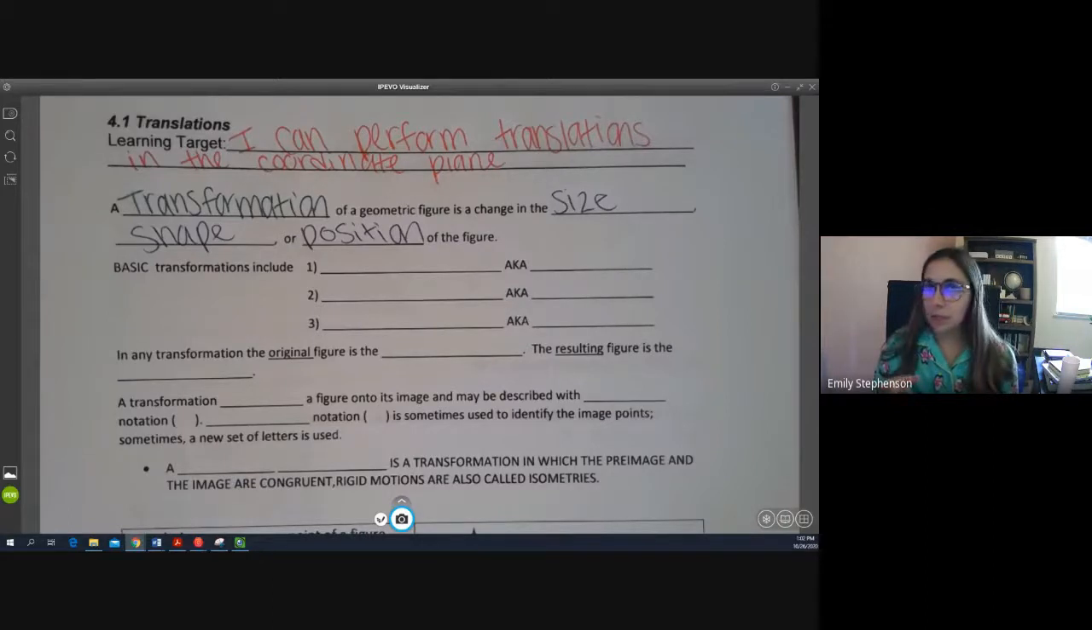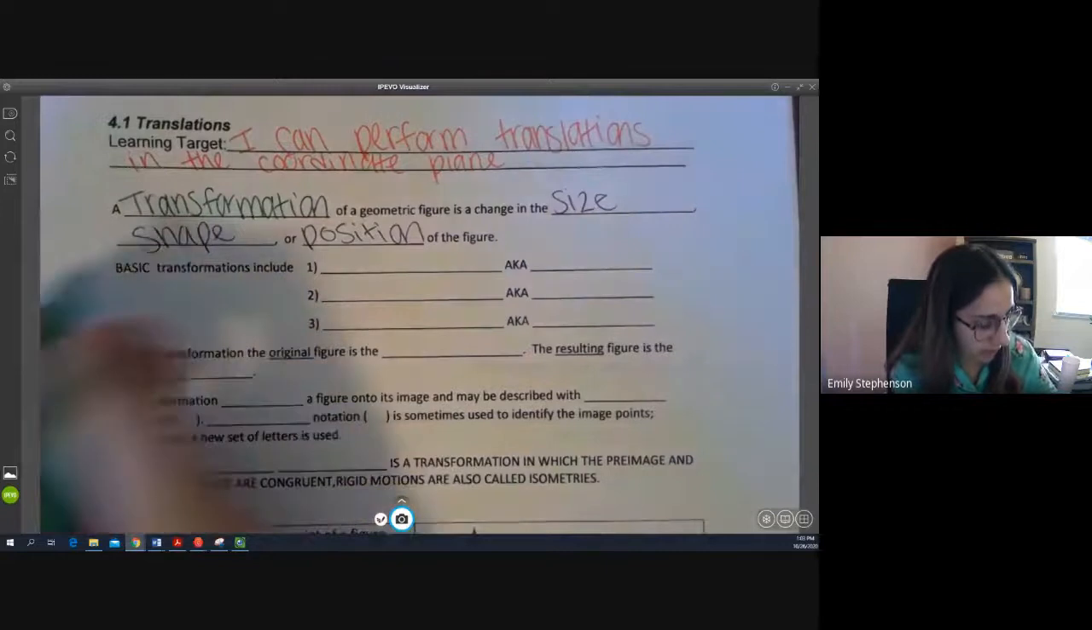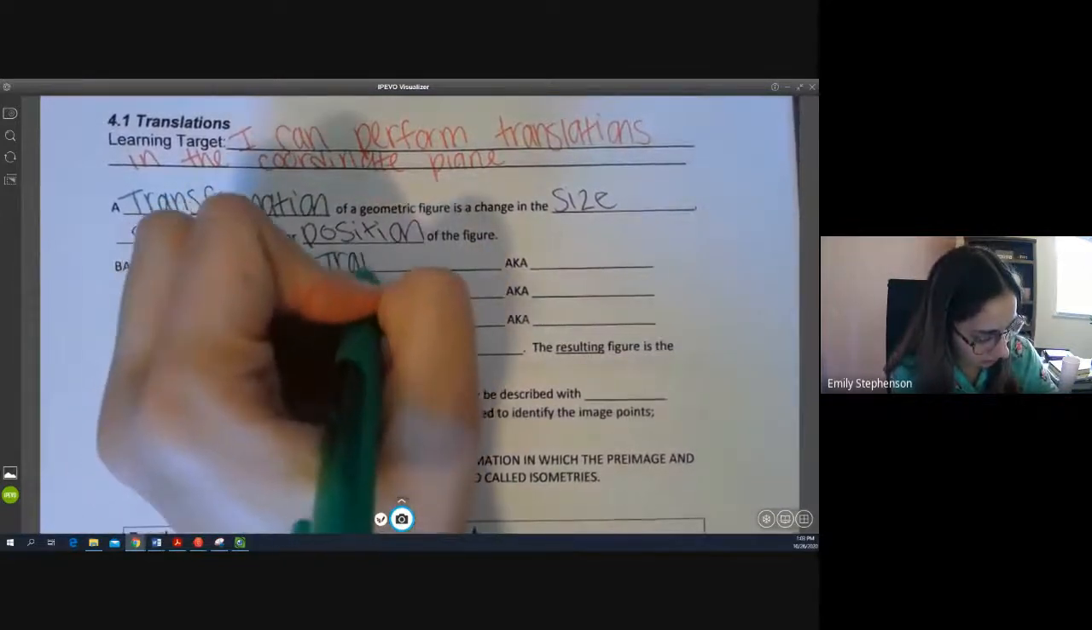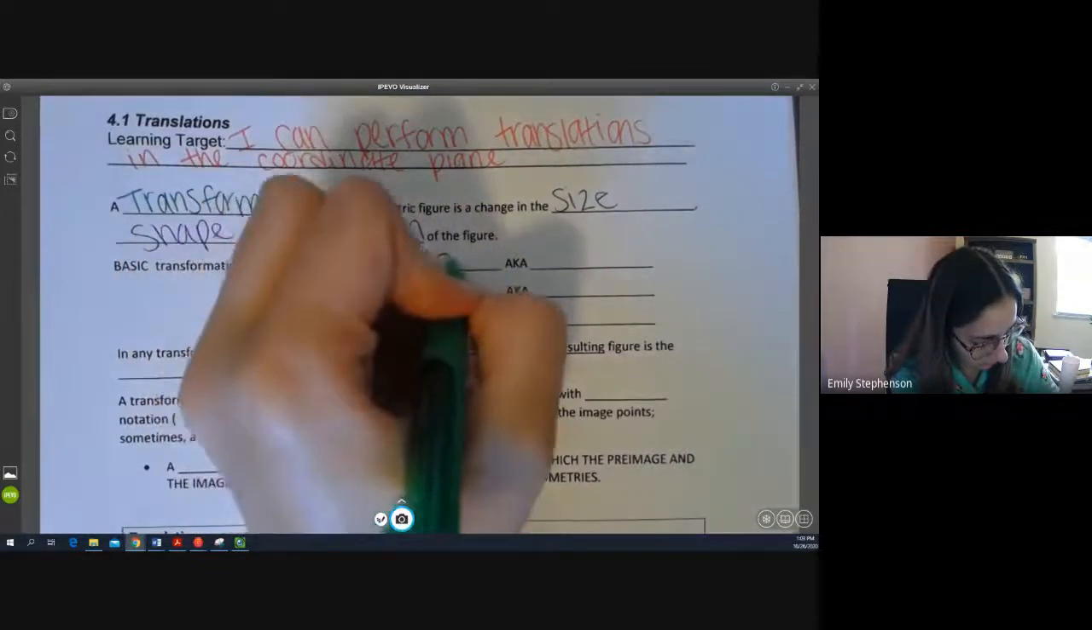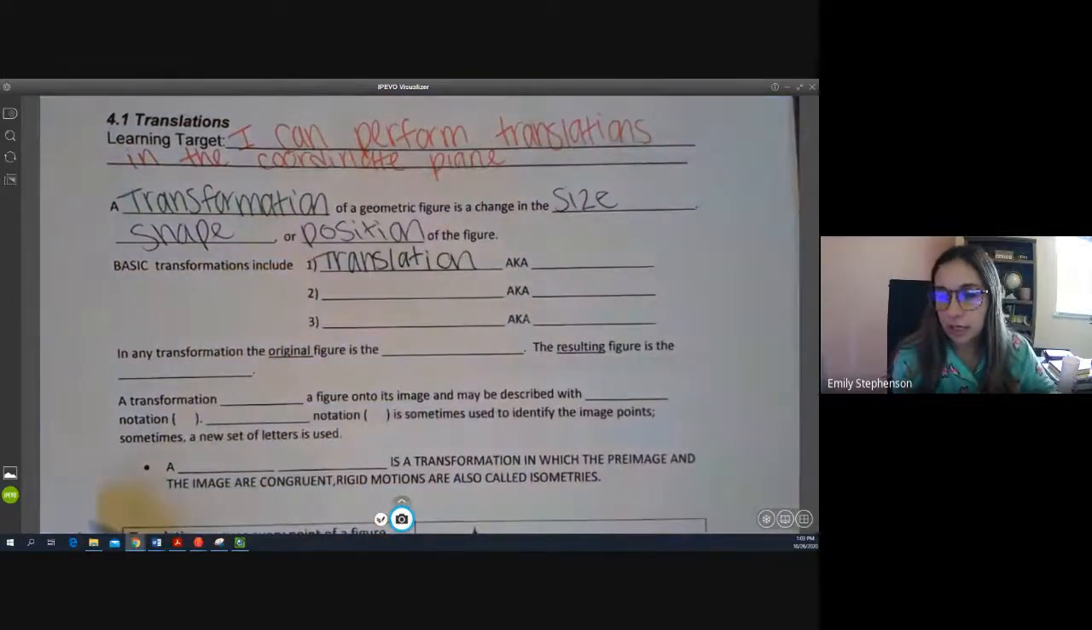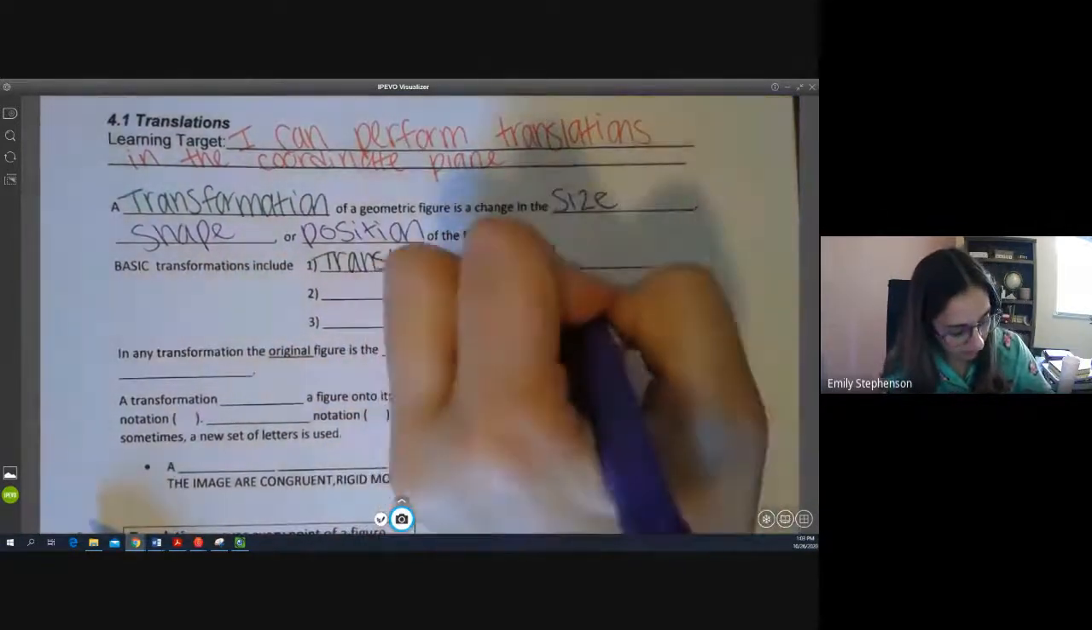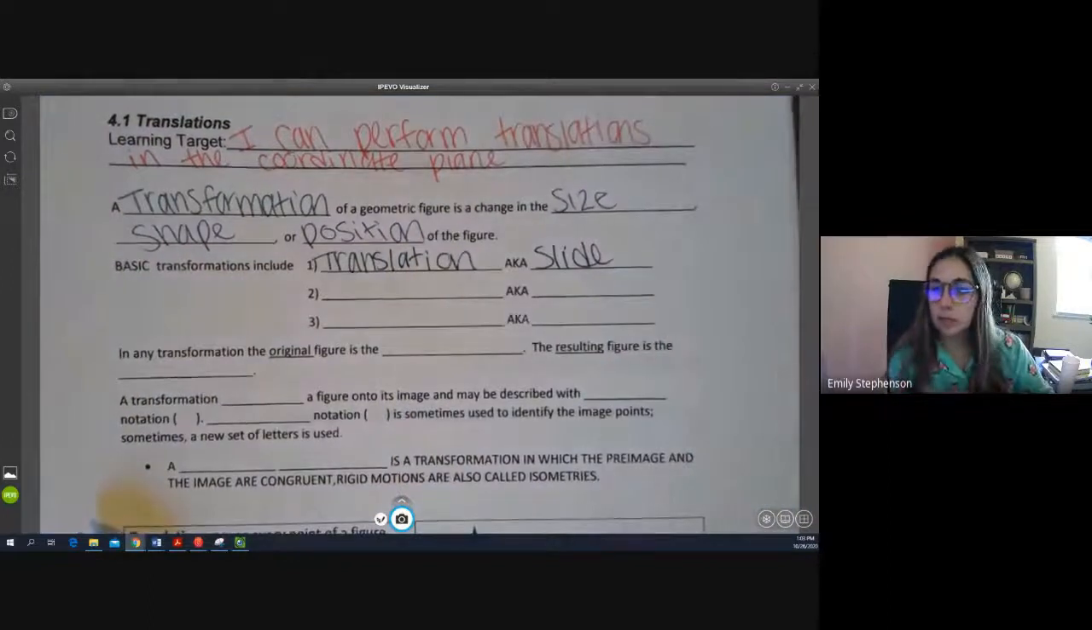And it just says a geometric figure. That just means any shape, like a triangle, a square, a rectangle, whatever we have on the coordinate plane, a change in the size, shape, or position. We've got 3 really basic transformations. The first one we're going to look at today is a translation. A translation is also known as a slide, so sliding the shape around.